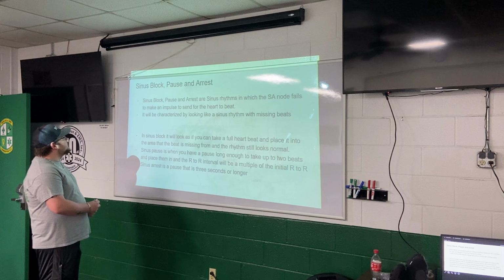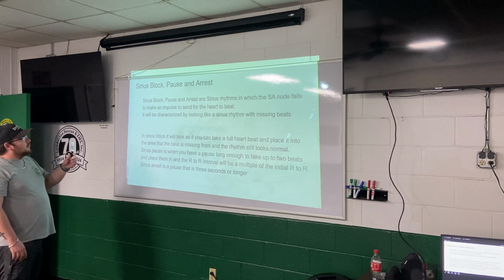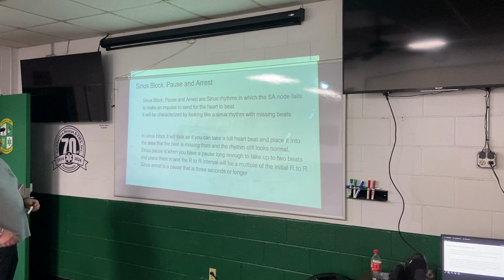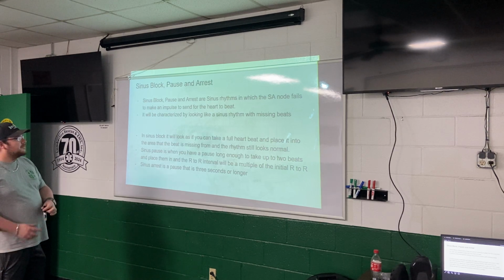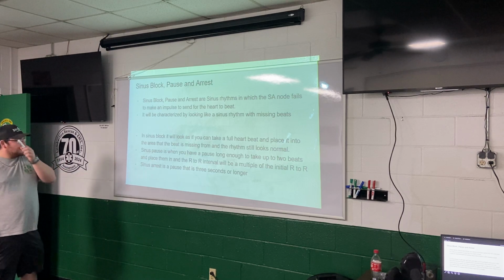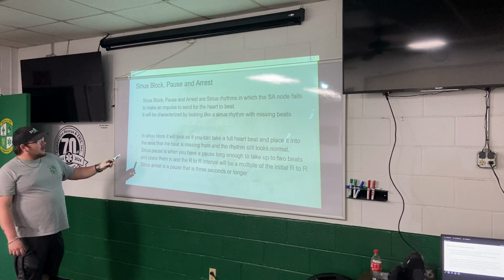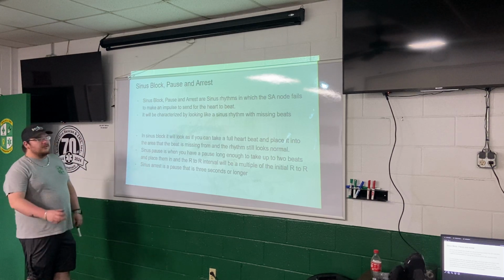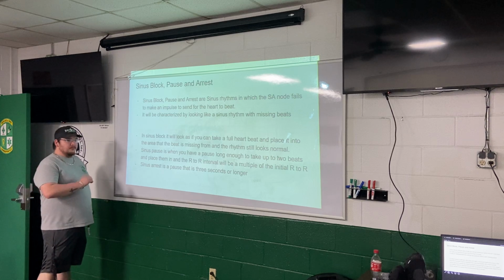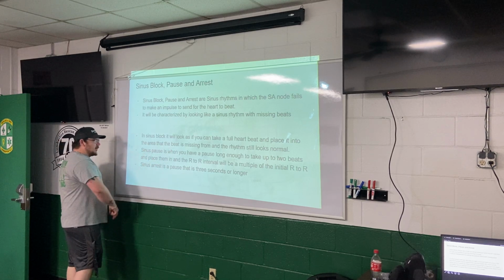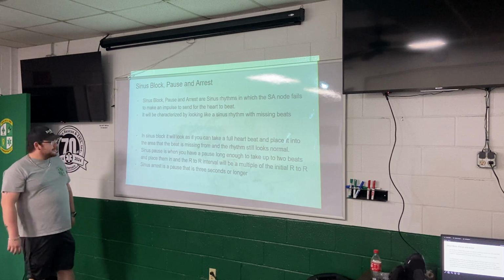Sinus block, pause, and arrest. Sinus block, pause, and arrest are sinus rhythms in which the SA node fails to make an impulse to send for the heart to beat. It will be characterized by looking like a sinus rhythm with missing beats. In sinus block, it will look as if you can take a full heartbeat and place it into the area that the beat is missing from, and the rhythm's going to look normal. So it's going to look like I just grabbed it, took it out, and it just kept going.